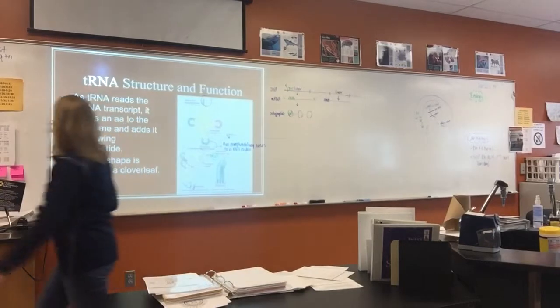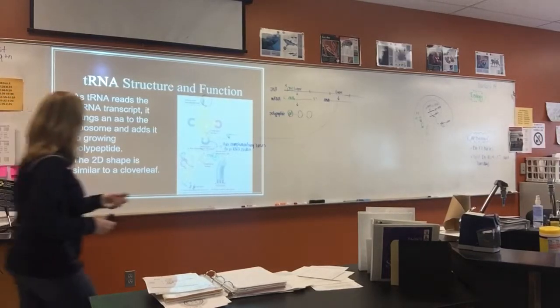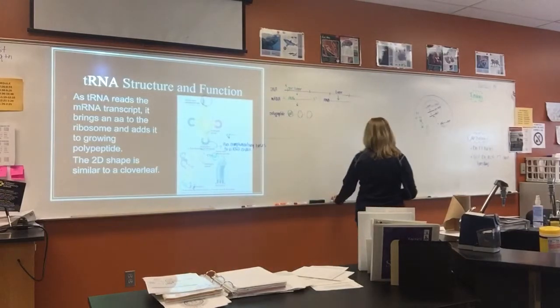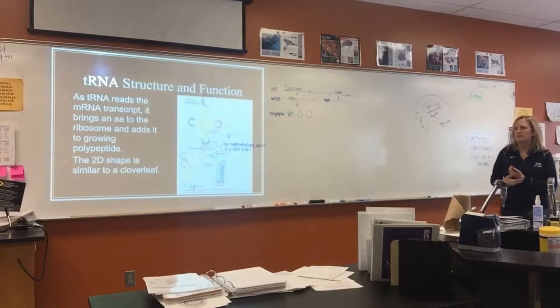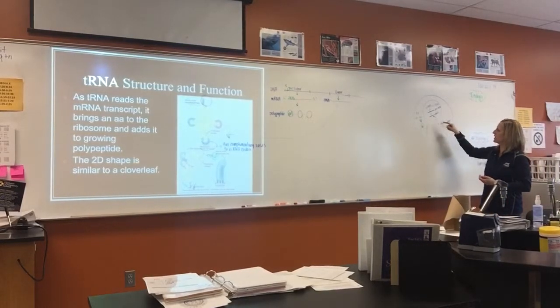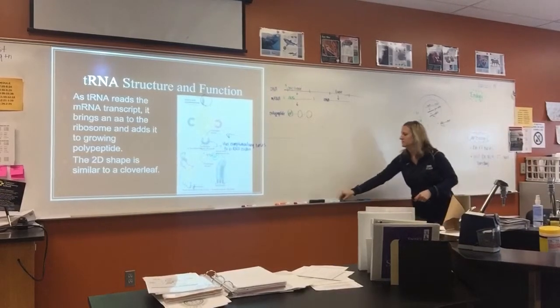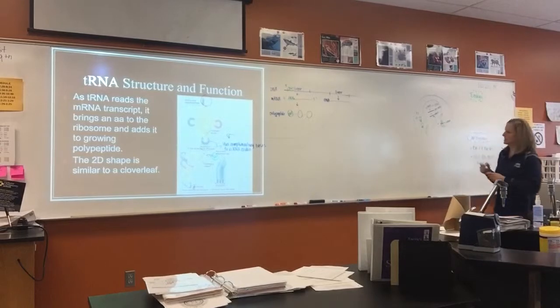Okay, so let's continue on here. As tRNA reads the mRNA transcript and brings an amino acid to the ribosome and adds it to the growing polypeptide. So that's what it says. So this tRNA will come over here. So the UAC will come over here, bring with it methionine, and we have our first amino acid there.